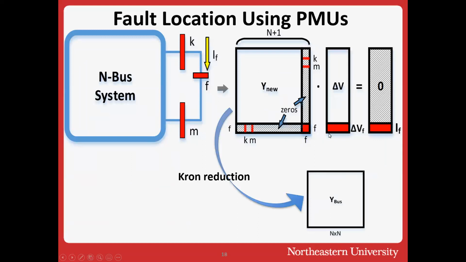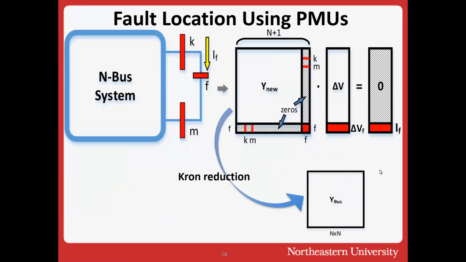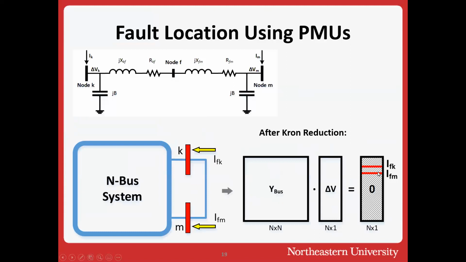Not only that, since you do the Kron reduction also on the right-hand side, this I_F will get distributed to the rest of these rows, but it will only impact two entries. Those two entries will be those corresponding to bus K and bus M. So after Kron reduction, the incremental equation will look like this, where everything is zero on the right-hand side, except for these two entries, which correspond to buses K and M. And this is your original Y bus.